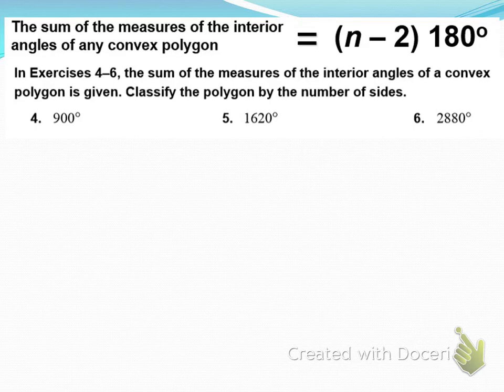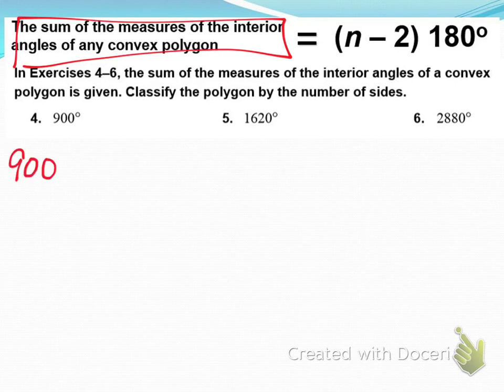All right, so this time we're going to do the opposite. They gave us the sum of the measures of the interior angles of a polygon. We need to classify the polygon by the number of sides. So the best way to look at it is this formula equals the sum of the angles. So we're given the sum of the angles, so we're going to plug it in without writing down all that wording. So 900 degrees equals n minus 2 times 180.